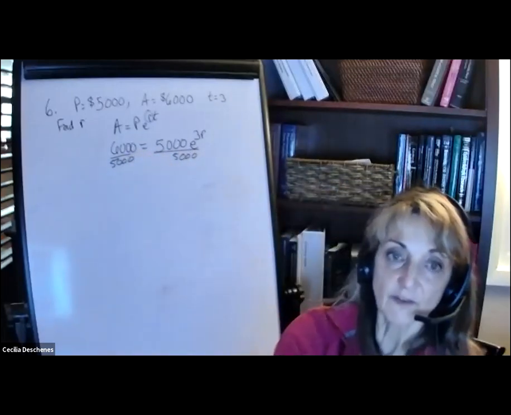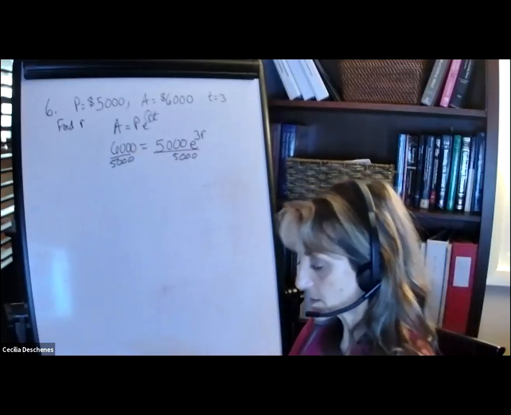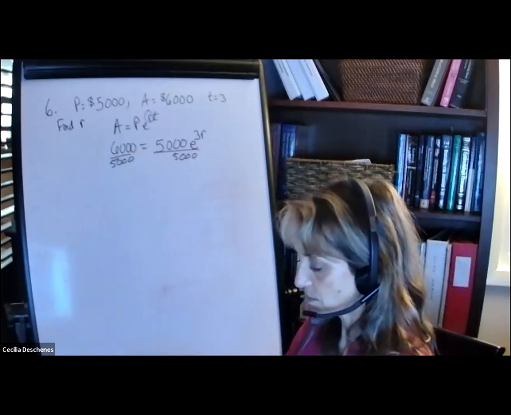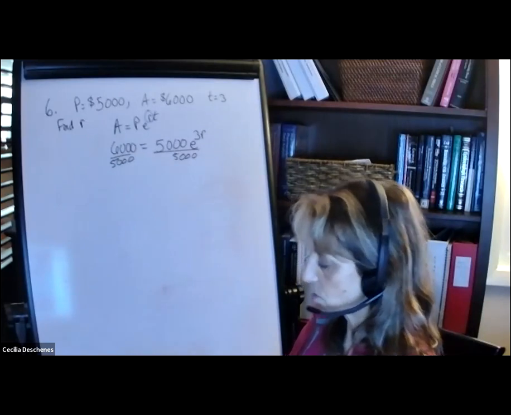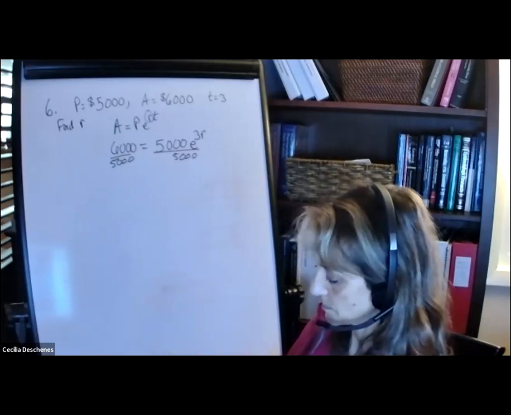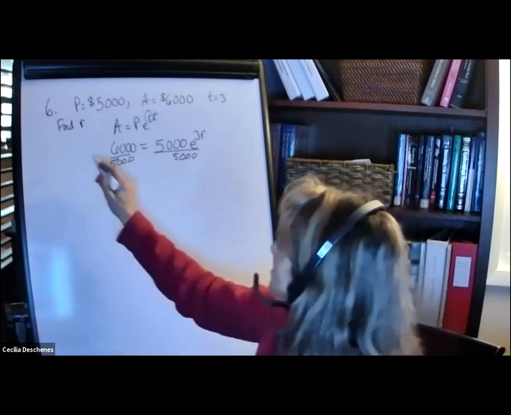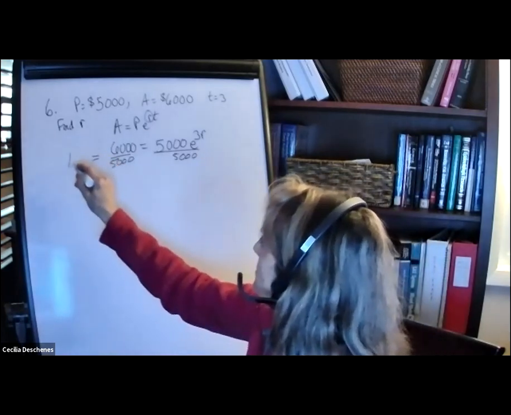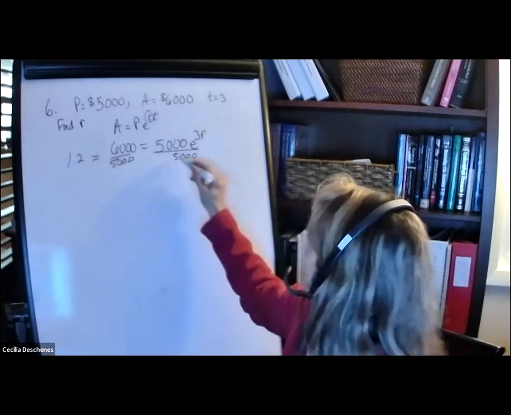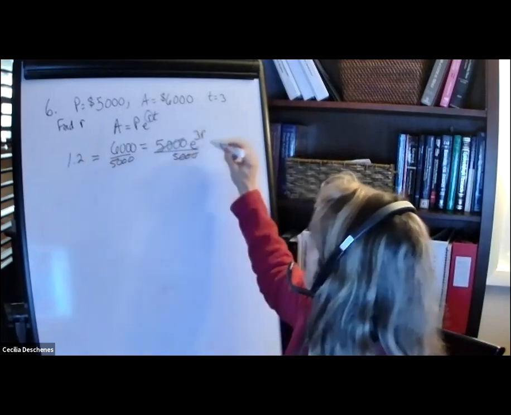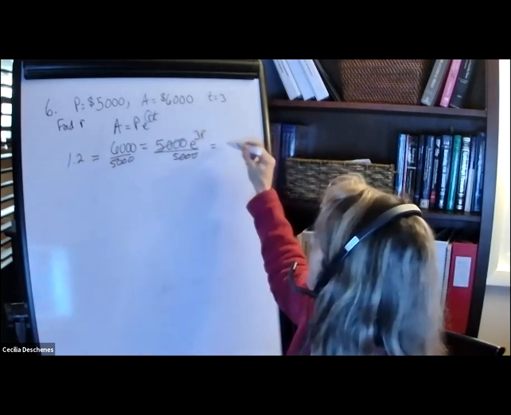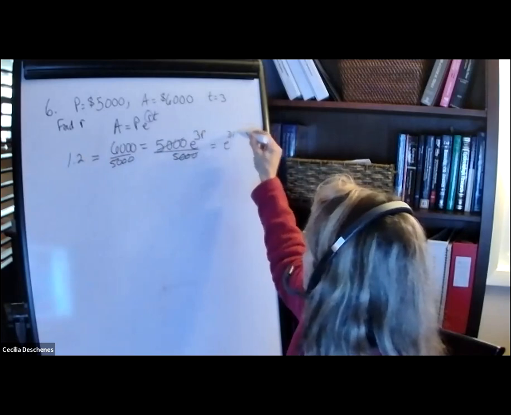Okay, so on the left, we're just going to get 6,000 divided by 5,000, or 6 divided by 5, which is 1.2. So we've crossed this out here, and what's left on the right is e raised to the 3r.